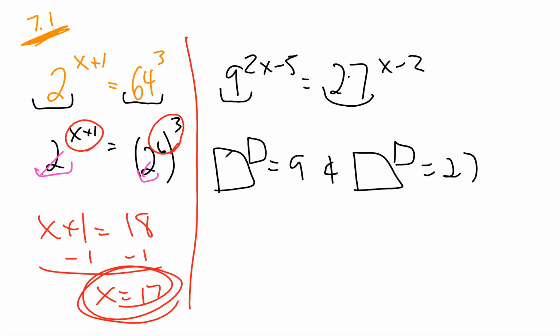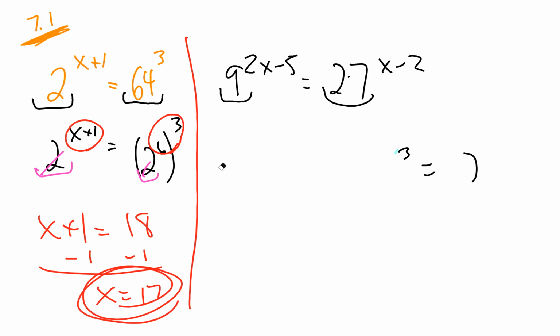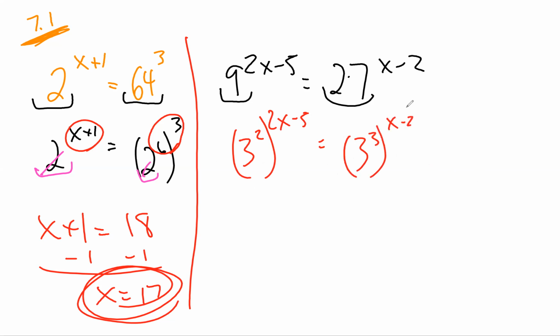So we're going to say, well, 3 to the what gives me 9? Just squared. And 3 to the what gives me 27? The third power. So what's going to happen is we are going to rewrite 9 as 3 squared, and we are going to rewrite 27 as 3 to the third. So let's do that real fast. We will have 3 squared, but it's still being raised to the 2x minus 5. That hasn't gone anywhere. The 27 we decided was 3 to the third, but again, that's still being raised to the x minus 2. And so now I have my same base of 3.